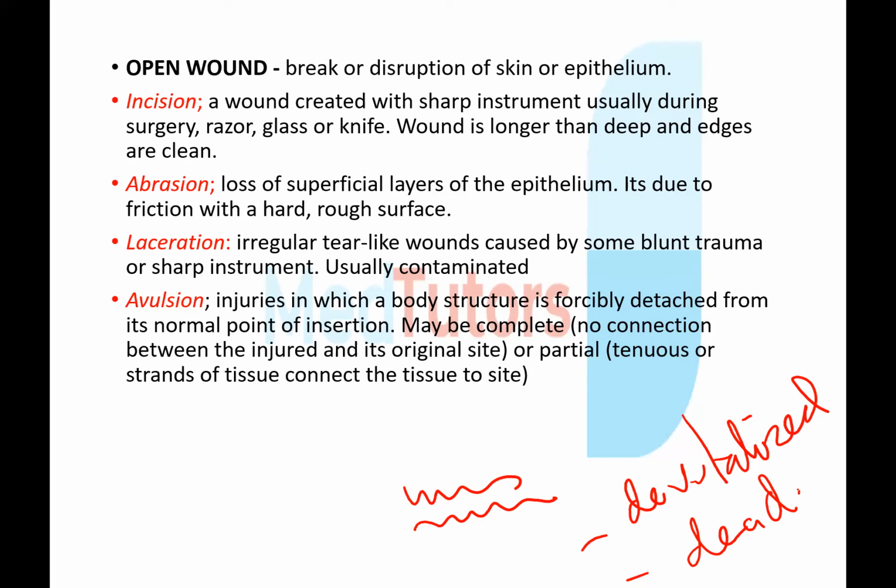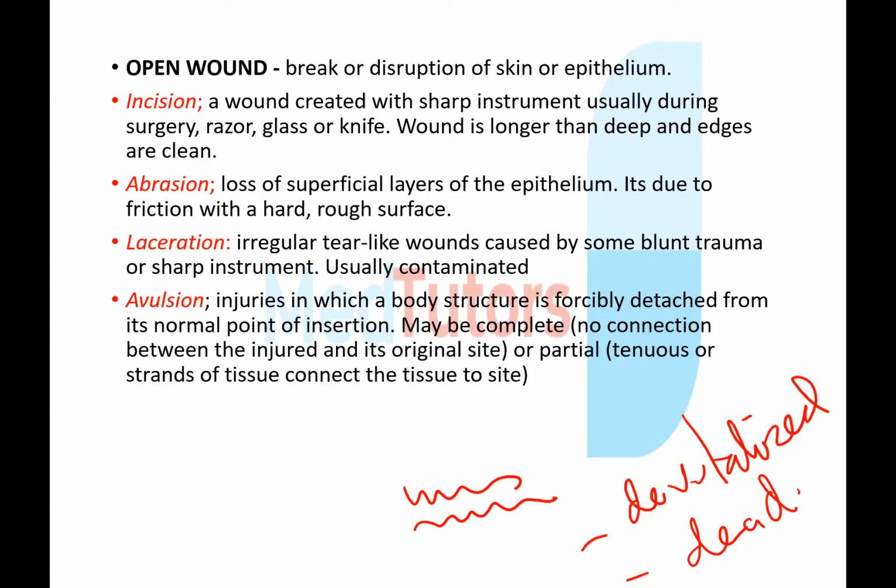Now, avulsion injuries are injuries in which a body part is forcefully detached from its normal point of insertion. So you have detachment of tissue, which could be complete detachment, that is complete avulsion, or it could be a partial avulsion where there is detachment and some tissue is still connecting the avulsed tissue to the body.